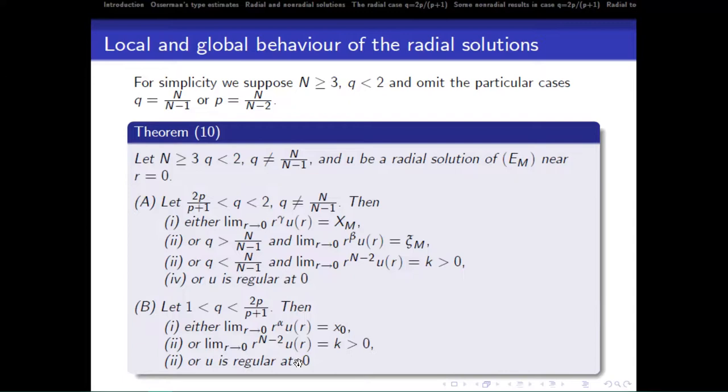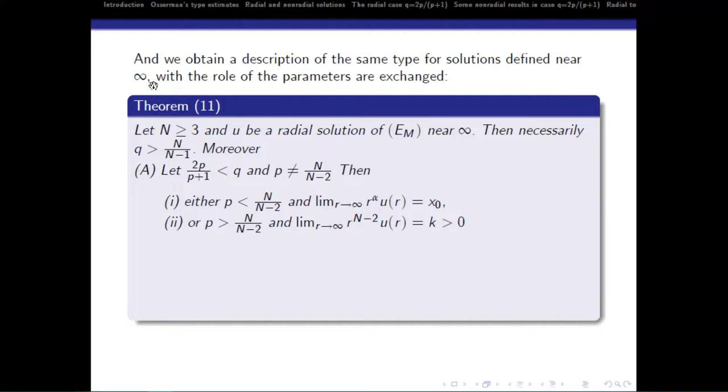Similarly, near infinity, that means for an exterior problem, we obtain a description of the solution where the role of the parameters is exchanged. If you consider a radial solution near infinity, first you prove that q is necessarily greater than n over n minus 1. Then, if q is greater than 2p over p plus 1, either p is less than n over n minus 2, and you have a behavior in r to the minus alpha, or it is greater and you have a behavior in r to the 2 minus n.